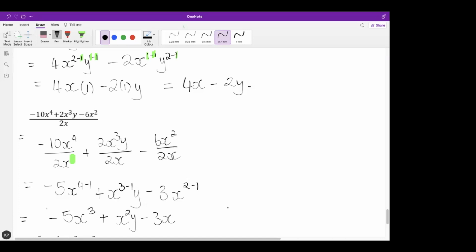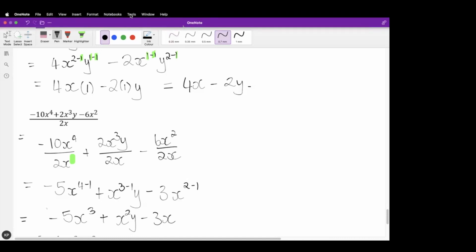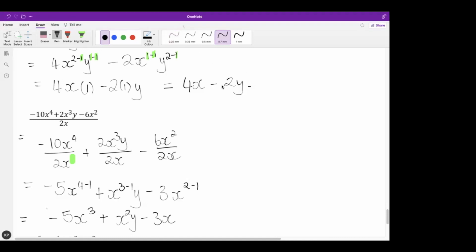Is there anything else we can do with the sum? Without factorizing? No, there is not. So we are indeed finito with the sum. Okay, can I get a thumbs up or a thumbs down on dividing by a monomial? Dividing by one term. Okay, wonderful. I don't see any questions.